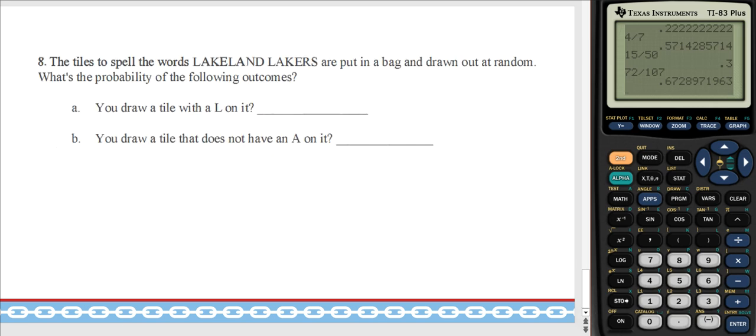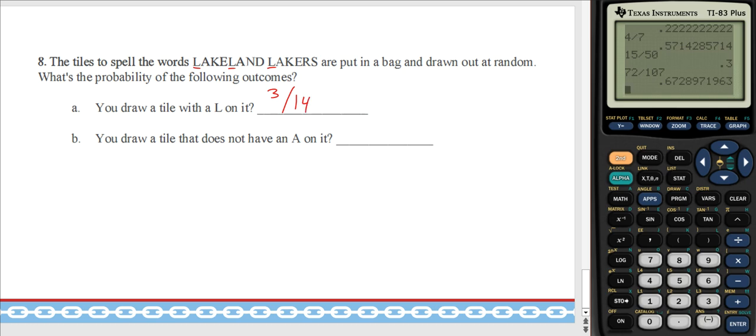And then just a pretty basic problem to end on here. We put tiles in a bag. What's the probability that we draw out a tile with an L on it? Well, I see 3 L tiles, and if I counted them all up correctly, there are 14.